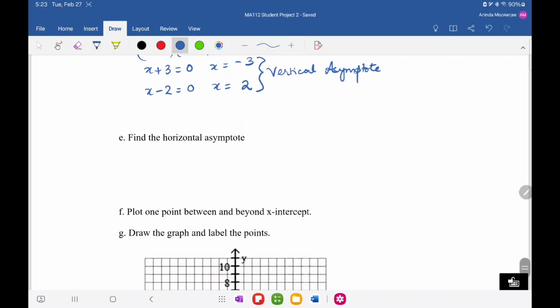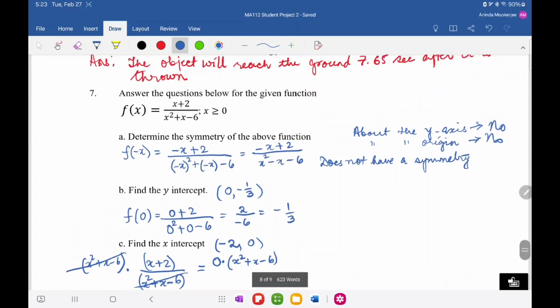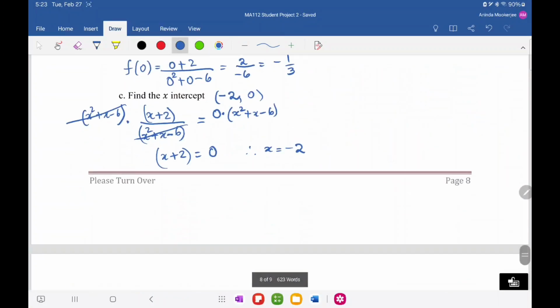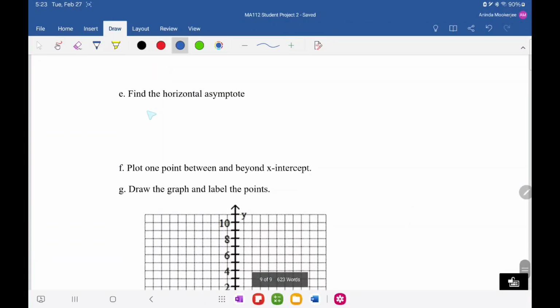Part E says find the horizontal asymptote. For the horizontal asymptote, we have to look at the n and m values of the numerator and the denominator, and then come to a conclusion. So what was our function? f of x equals x plus 2 divided by x squared plus x minus 6. Yeah, right.